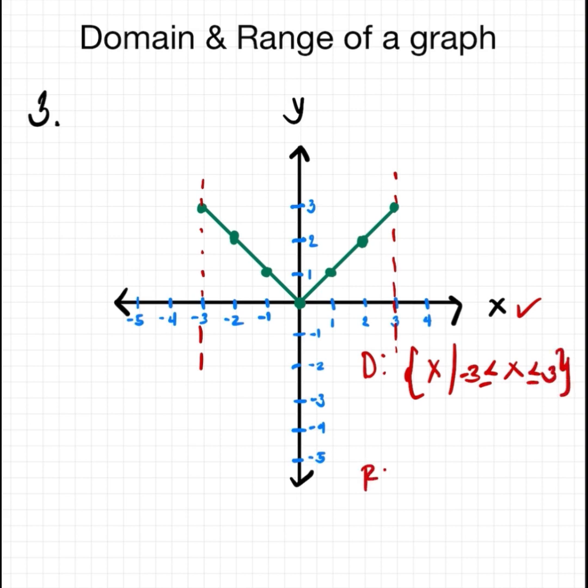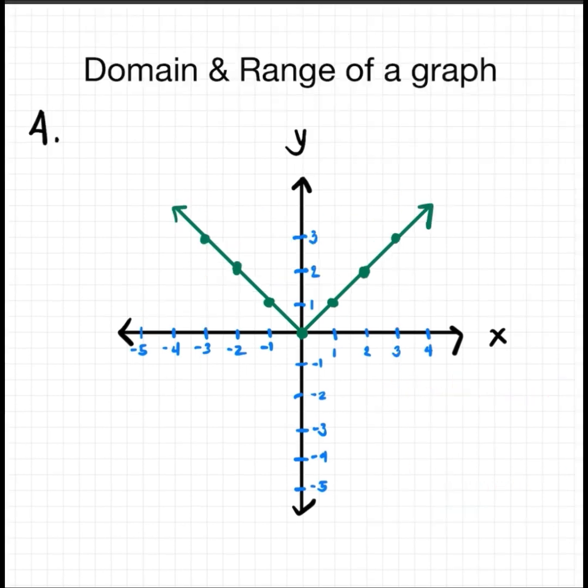Okay, now what about the range? Take note that the range is from 0 at the origin going up, right, up to +3. Okay, so therefore the range is all values of y such that y is greater than or equal to 0 but less than or equal to +3.